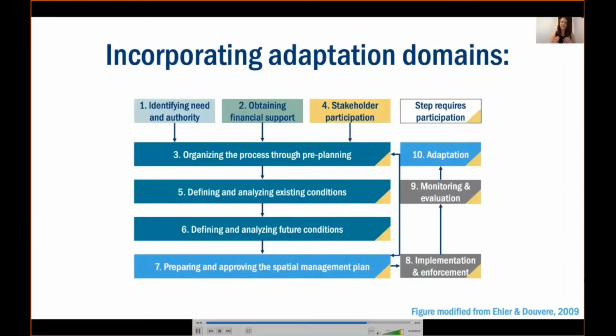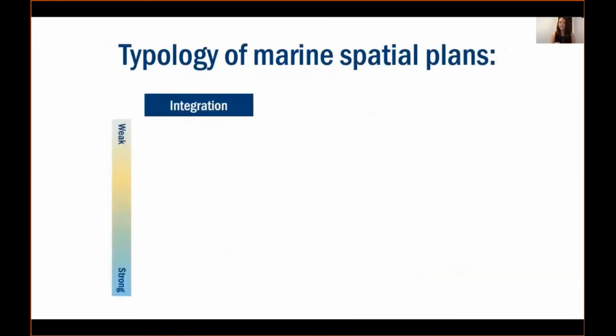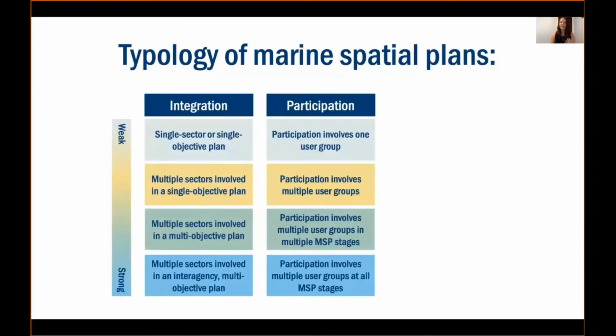And all of this builds together into a typology of marine spatial plans based on these key principles. So we look at how spatial plans can incorporate those principles, for example, integration. And what does that look like when it's weakly done? So for example, a single sector plan. And then how does it look when it's done well for a multi-sector, multi-objective plan? And we can do the same thing for different principles like participation and adaptation.